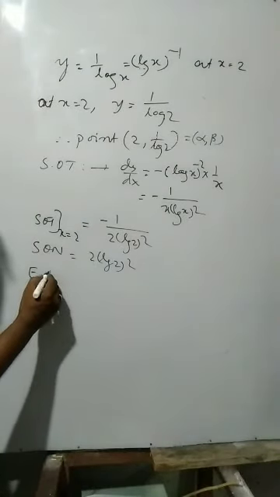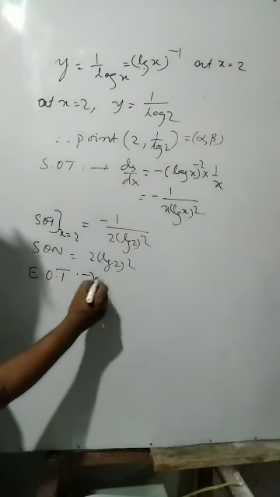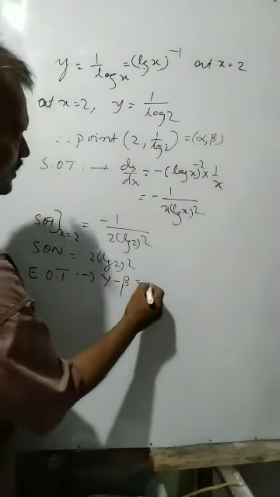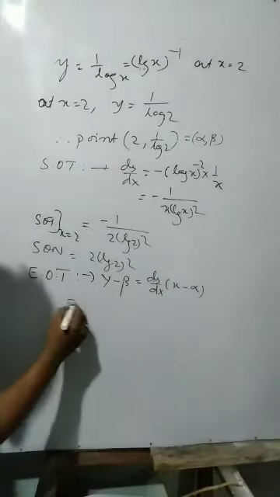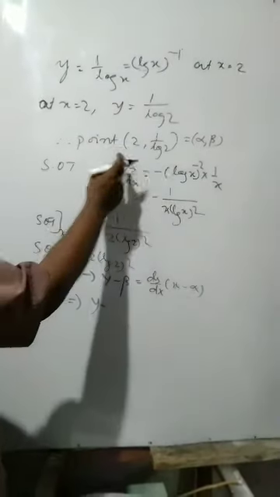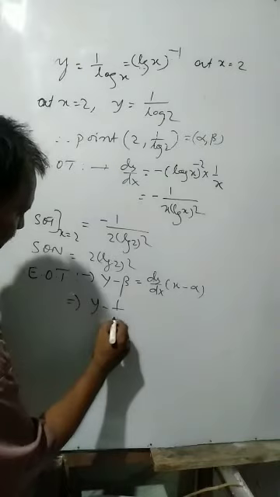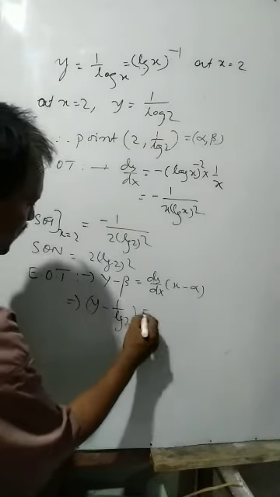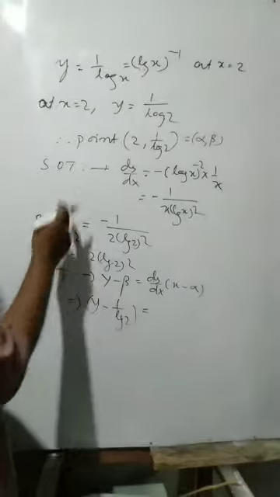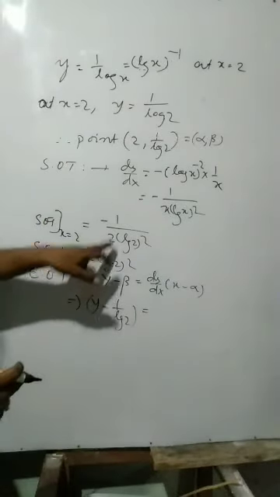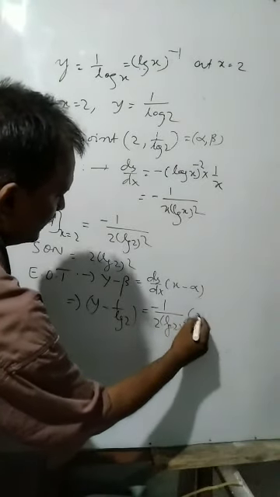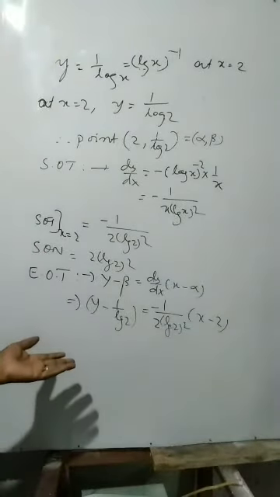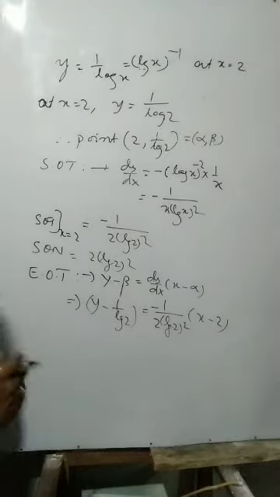Then the equation of the tangent: y minus beta equal to dy by dx into x minus alpha. Beta here is 1 by log 2, equal to dy by dx, the slope of the tangent, minus 1 by 2 log 2 whole square, into x minus alpha, where alpha is 2. So simplify, then we'll get it. Here find the LCM and simplify.